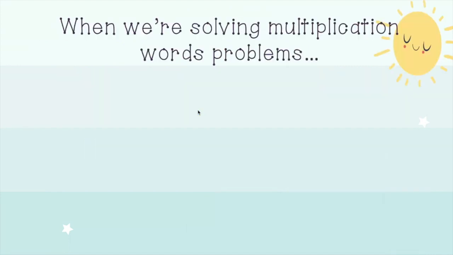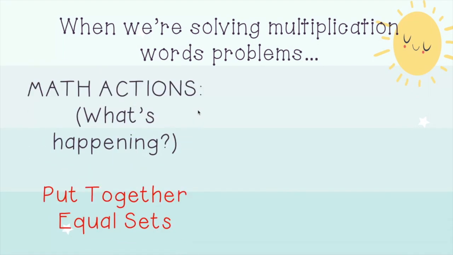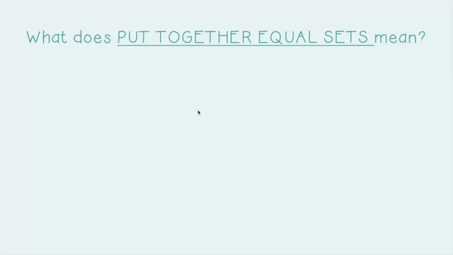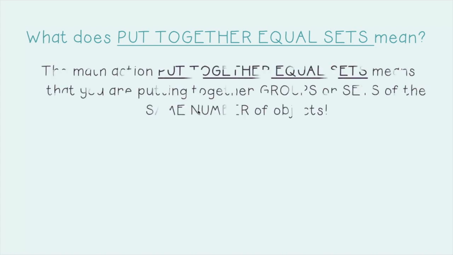Okay, so when we're solving multiplication word problems, the math action, remember that's what's happening in the problem, is put together equal sets. And then the operation, which is the type of math, is multiplication. So what does put together equal sets mean? The math action put together equal sets means that you are putting together groups or sets of the same number of objects.